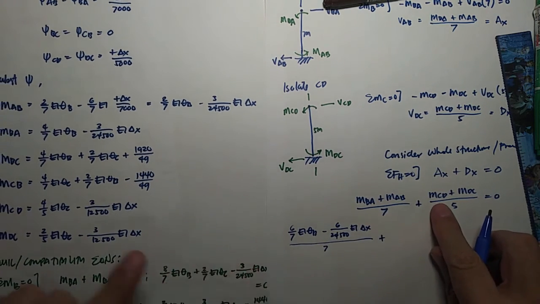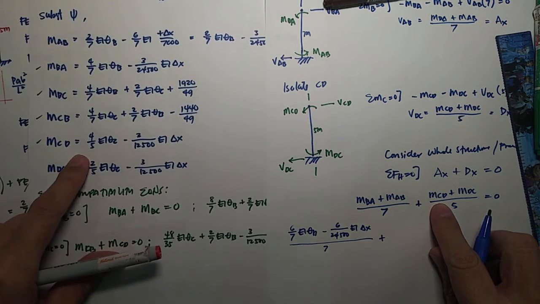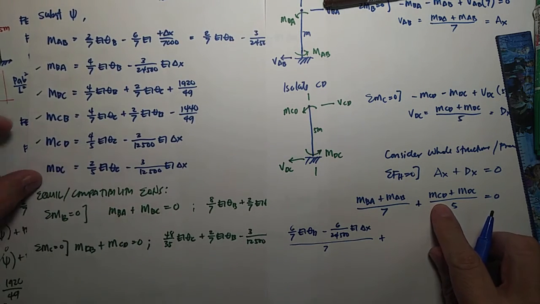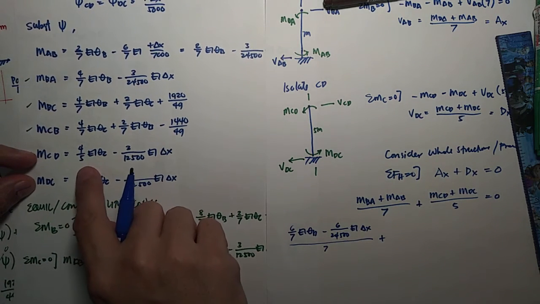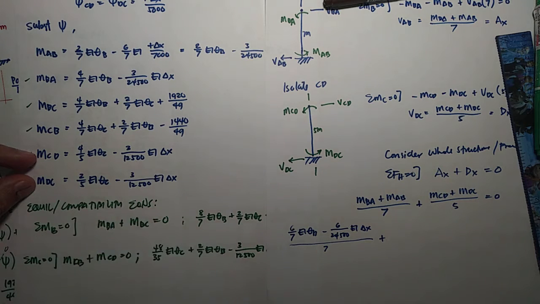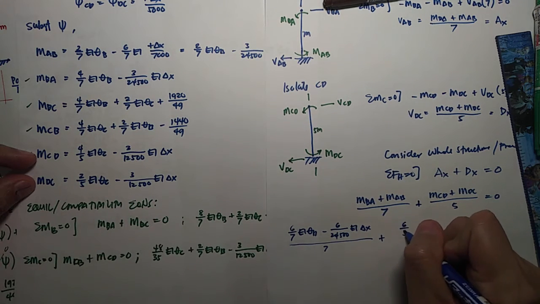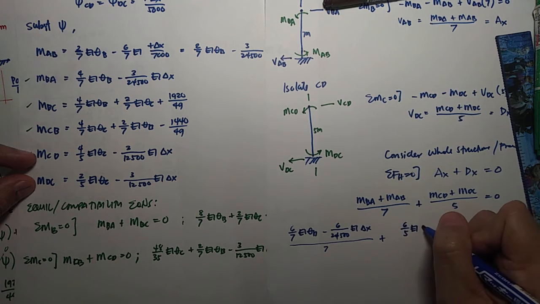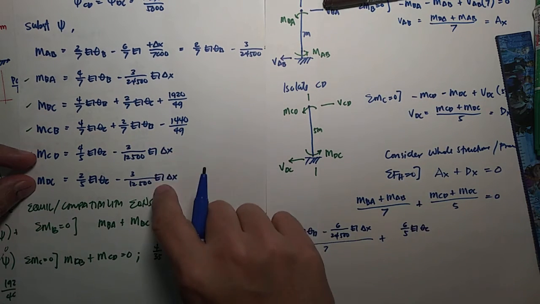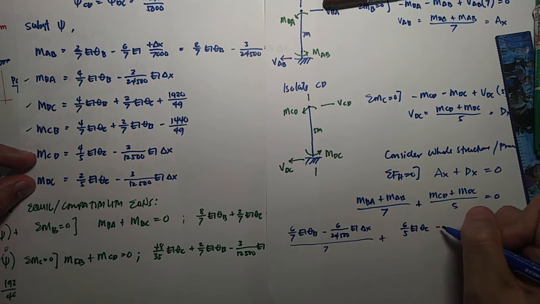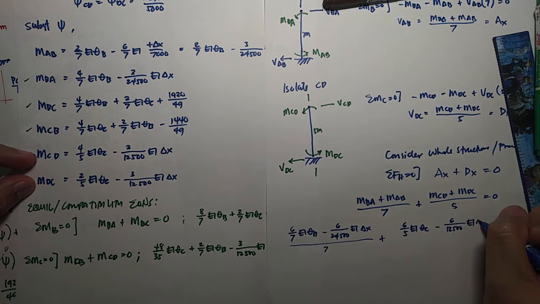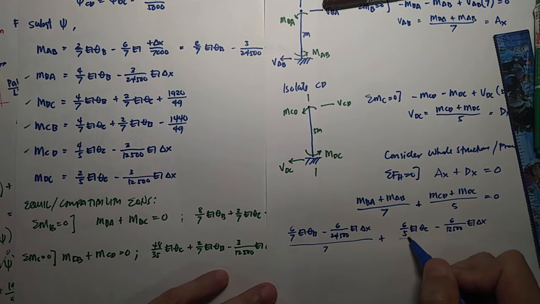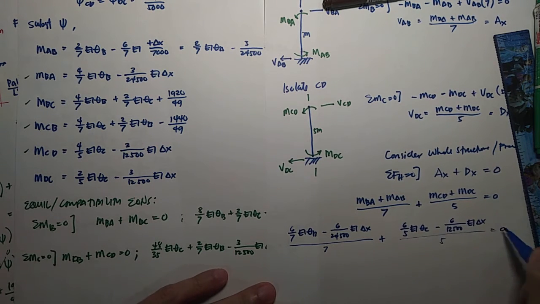Plus MCD. MCD is here. And MDC is here. So, these two, I'm going to add them. So, that would be 4/5 plus 2/5 is 6/5 EI theta C. Then, I'm going to add these two. So, that would be minus 6 over 12,500 EI delta X. Then, divided by 5, equals 0.